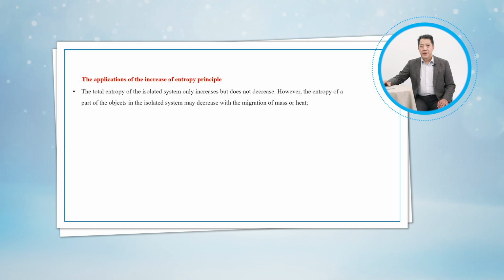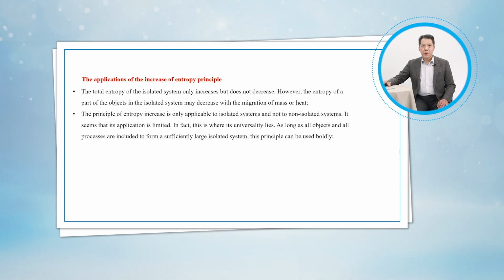First, the total entropy of the isolated system only increases but does not decrease. However, the entropy of a part of the objects in the isolated system may decrease with the migration of mass or heat. Second, the principle of entropy increase is only applicable to isolated systems and not to non-isolated systems.